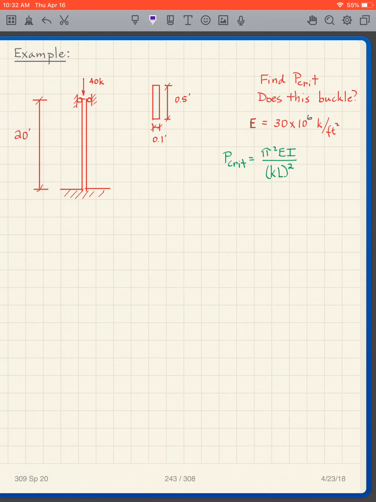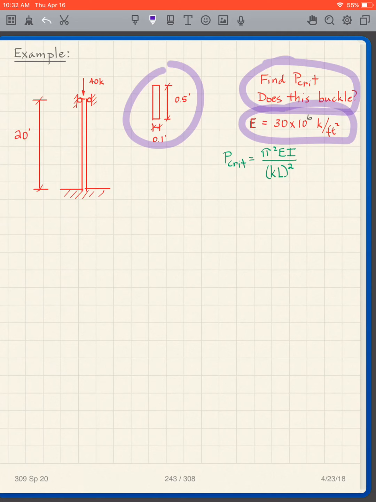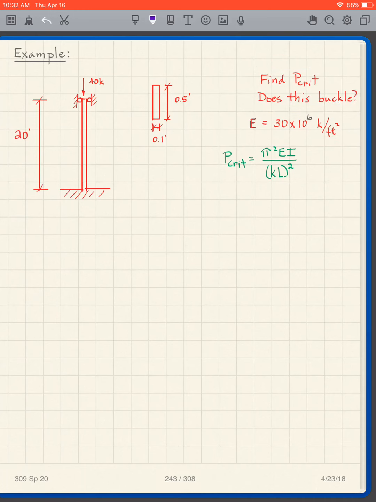Okay, so what I want you to do is this problem. Again, find P critical. Does this buckle? Here's your information. There's your cross-section. This is the situation. So what I want you to do is to pause the video and solve this problem.